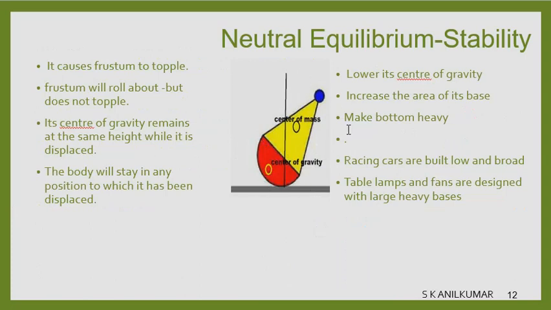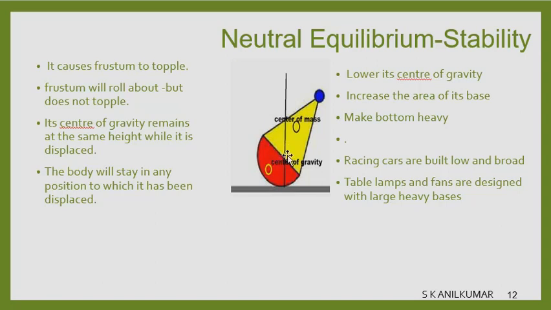Now it causes the frustum to topple, right? The doll will roll but will not topple. If you turn it, this is the line of the center of gravity. Whatever you do, the center of gravity will lie within this red part, which is the base, because this is spherical. As long as the vertical line through the center of gravity lies within the base, this will not topple. This will turn, twist, tumble, but will not topple. The center of gravity remains at the same height.